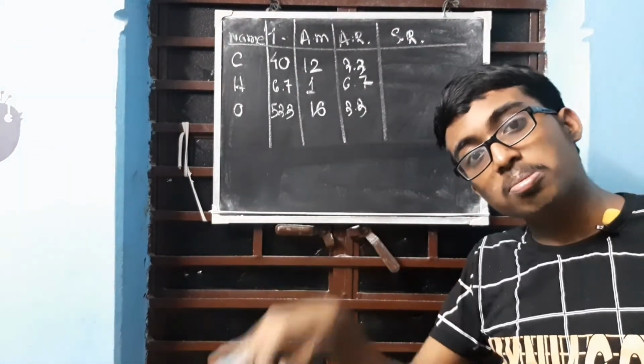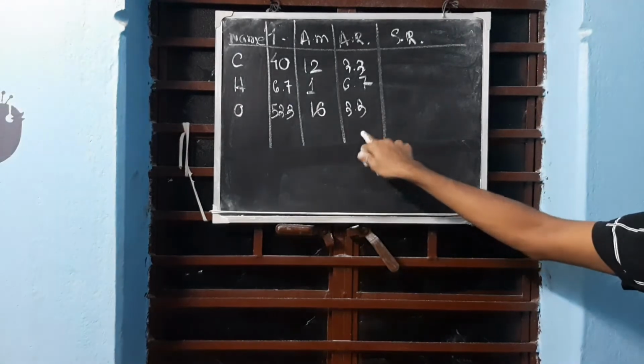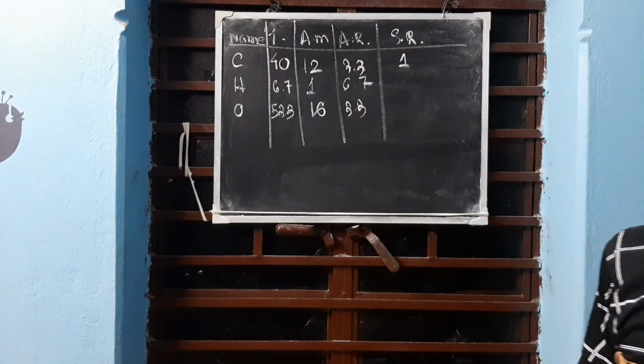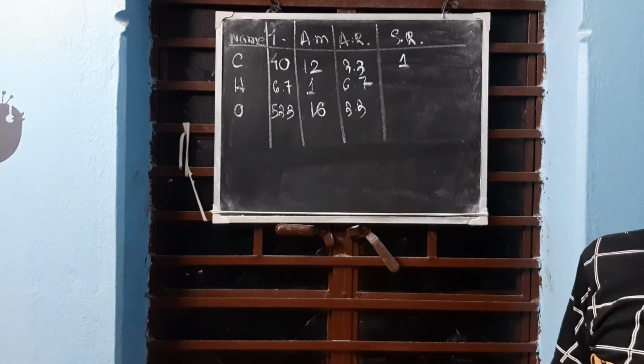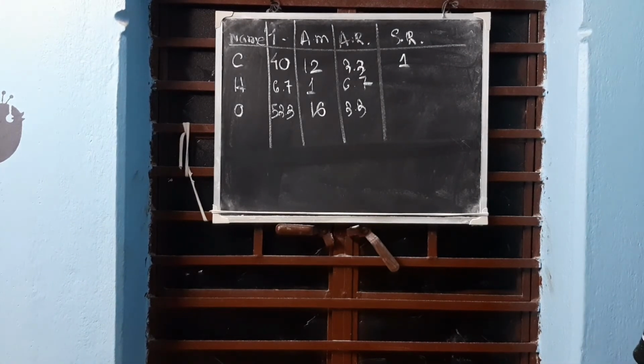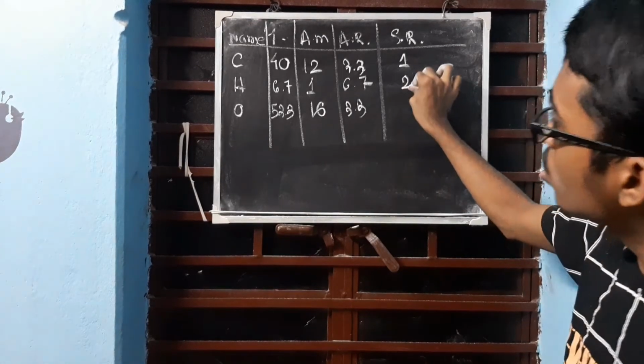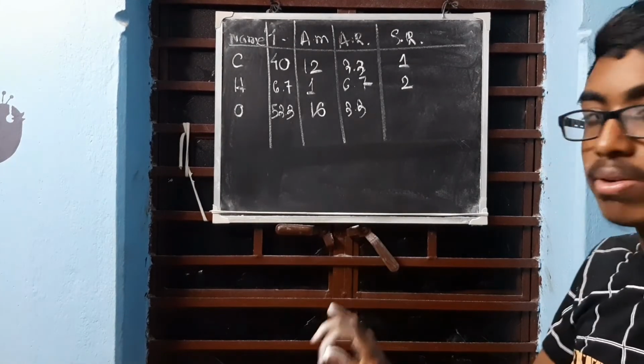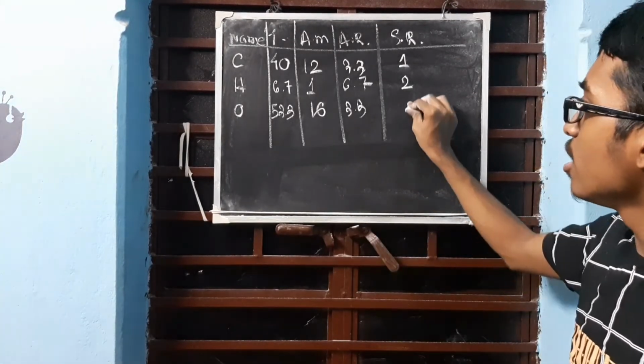So what is the smallest number? We are going to divide everyone by the smallest number. What is the smallest number here? 3.3. So 3.3 divided by 3.3 will come 1. For 6.7 divided by 3.3, it will not come exactly, so we have to round it off. It will come approximately 2. 6.6 is actually the value, but 6.7 we consider as 2 only. This will come 1.